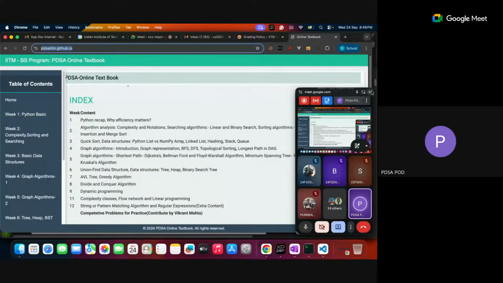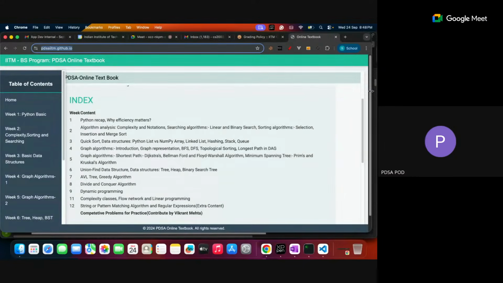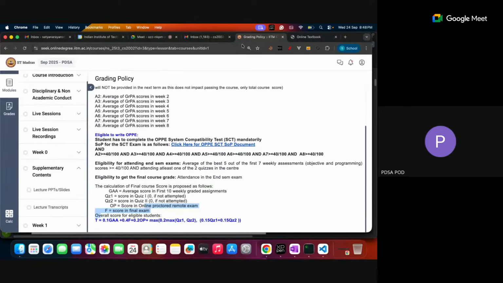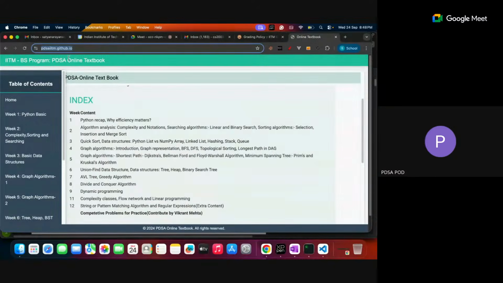If you could open your GitHub summary, that will show you the complete context of your PDSA course, where it will be available in the supplementary content very soon. The supplementary content itself will be provided in your SEEK dashboard. Actually, it is not added yet. We will ask them to add it in the SEEK dashboard. So meanwhile you can use this particular link in the same summary. This is the basic index of it.